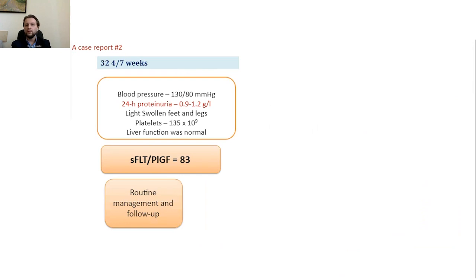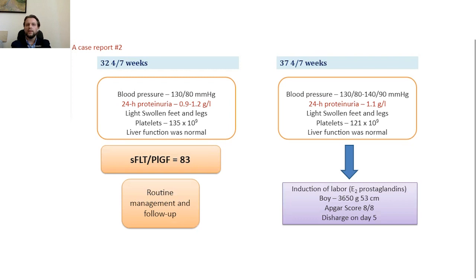At 32 weeks, blood pressure was normal, and the level of proteinuria was approximately 1 gram. But the sFlt-PlGF ratio was less than 85, and we decided to continue our routine management. And at 37 weeks, the clinical situation was the same, and taking into account type 1 diabetes mellitus plus gestational hypertension, we decided to perform induction of labor. A healthy term boy was born, so the case finished without any complications.